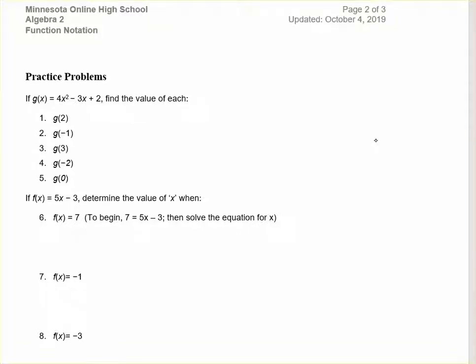Let's just do number 4 real quick. So we would have 4, and then we would put in x. X is negative 2. Remember, this is your x value.